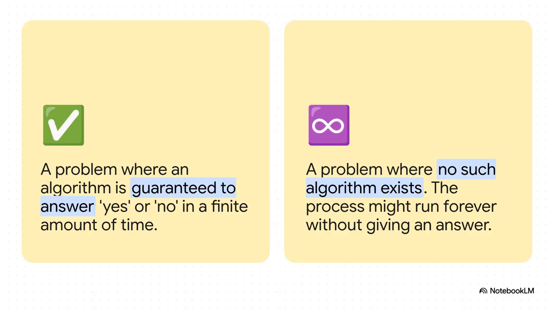So what's the difference? It's actually pretty fundamental. A decidable problem is one where you can write a program that's guaranteed to give you a yes or no answer. It might take a while, but it will finish. But an undecidable problem? Whoa. For those, no algorithm can ever exist that can guarantee an answer for every case. It's like asking a magic 8-ball a question and it just spins forever. It's a hard, fundamental limit to what computers can do.